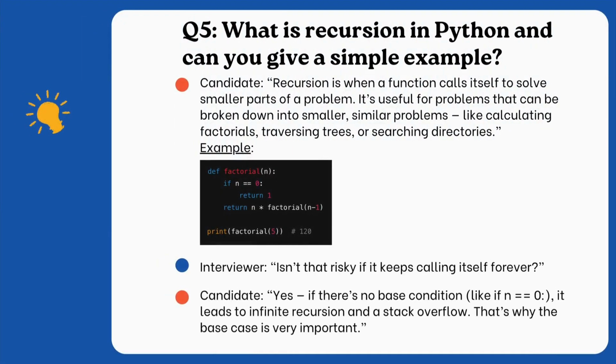What is recursion in Python, and can you give a simple example? Recursion is when a function calls itself to solve smaller parts of a problem. It's useful for problems that can be broken down into smaller, similar problems, like calculating factorials, traversing trees, or searching directories, as you can see in the example below.